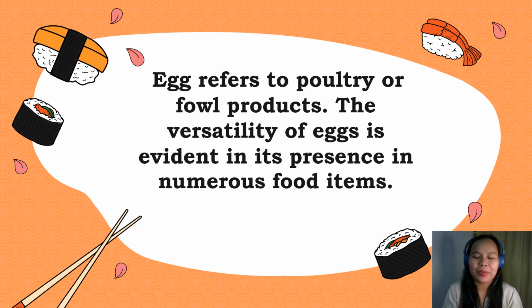Let's have its meaning. Egg refers to poultry or fowl products, which means they come from either chicken, ducks, or bird. The versatility of eggs is evident in its presence in the numerous food items. And normally, we distinguish three parts of an egg, right? The egg yolk, the eggshell, and the egg white. But a closer scrutiny reveals a much more detailed structure of an egg. Let us discuss them one by one.